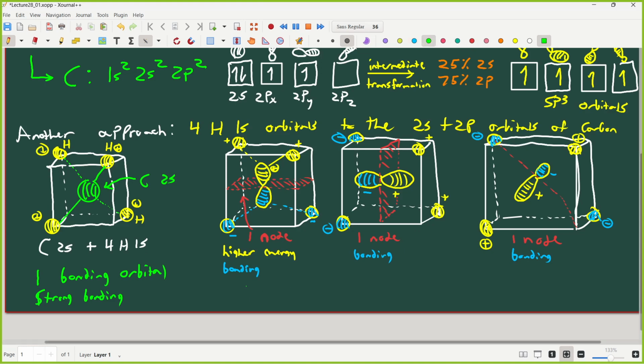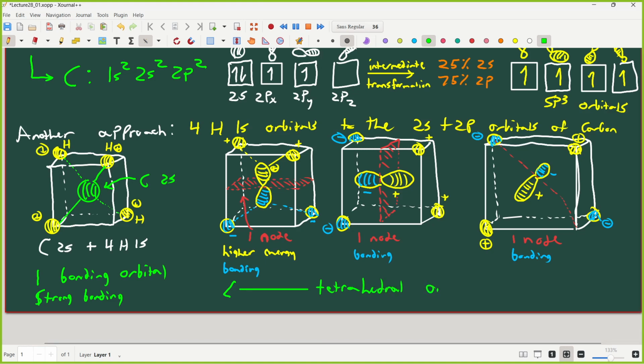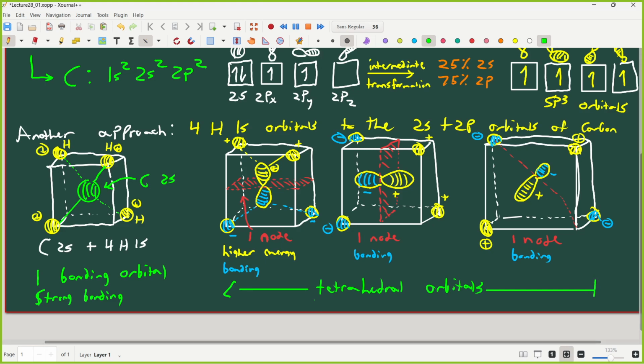So this is what's called the tetrahedral orbitals. And there's three of them. All degenerate. So they all have the same energy.